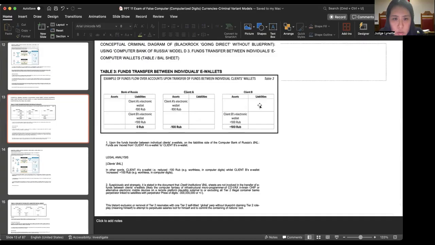So if it's just customer to customer, for example, Mitsubishi Aircons and the American customer, then funds will be transferred between individuals' e-wallets. On the liability side of the Computer Bank of Russia, funds are removed from client A's e-wallet to client B's e-wallet. In other words, client A's e-wallet is reduced by minus 100 rubles of electronic digits, which is worthless, and client B's e-wallet is increased by 100 rubles, which is also worthless in computer digits.